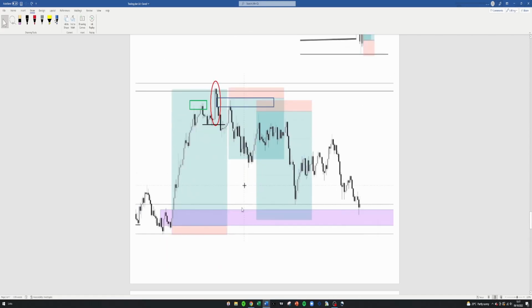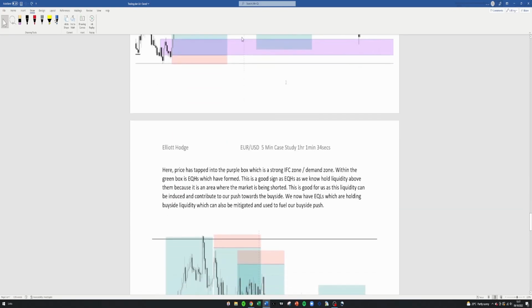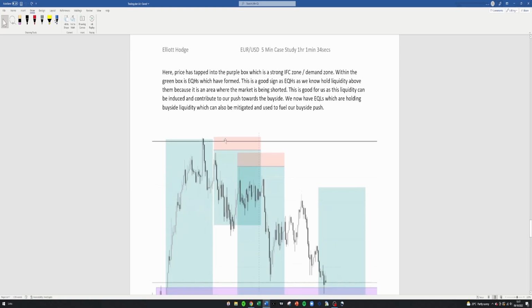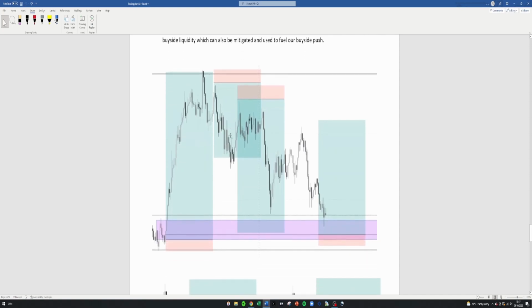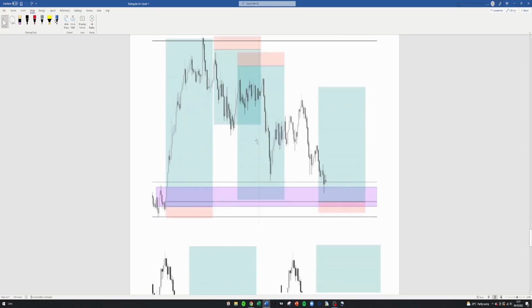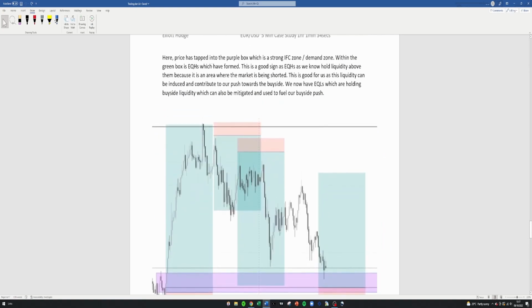Okay, so this is a continuation of this trade. Here price has tapped into the purple box, which is a strong institutionally funded zone, a demand zone. Within the green box are equal highs which have formed. This is the green box, institutionally equal highs.